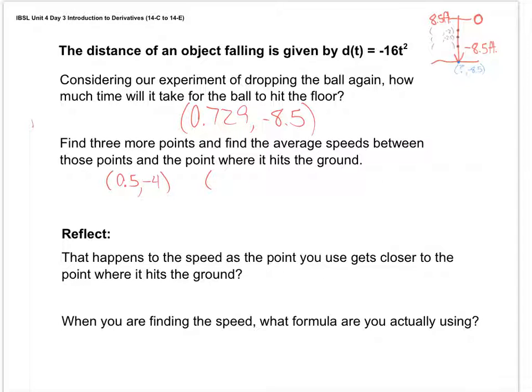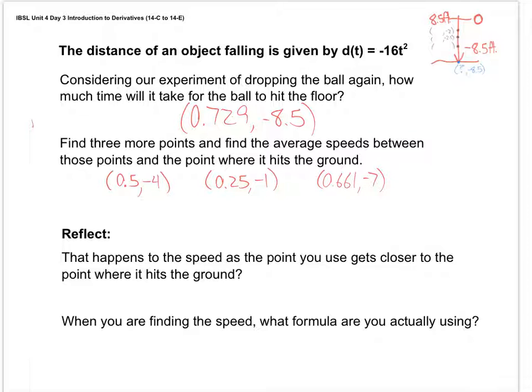-4, 0.5. No, -4 would be -4 seconds. Okay, so (0.5, -4). (0.25, -1). And how about one other one? (0.661, -7). Okay. That's feet off the ground, right?